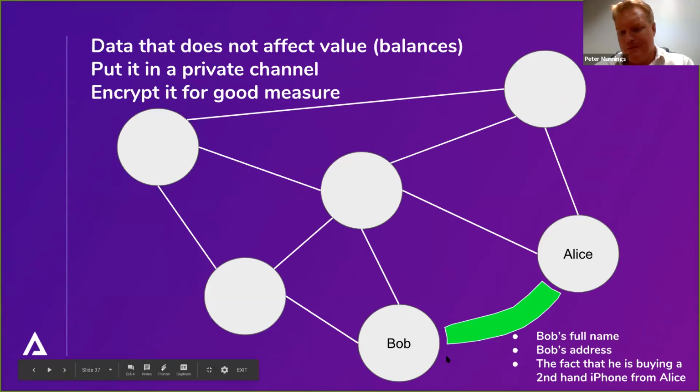Most private channels have built-in encryption techniques or encryption tools, and that's a really good way. So Bob's full name, Bob's address, the fact that he's buying a second-hand phone from Alice, that doesn't have to be distributed across the entire blockchain network. That can be just put onto a private channel between Bob and Alice. And that's a really, really good way of solving that problem.